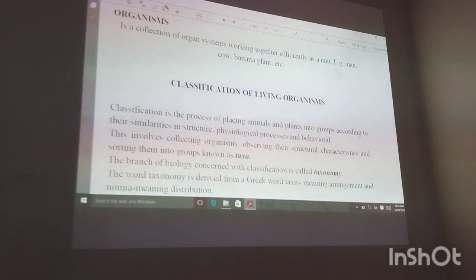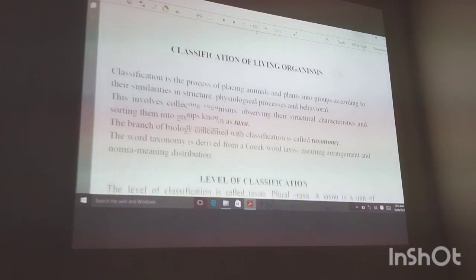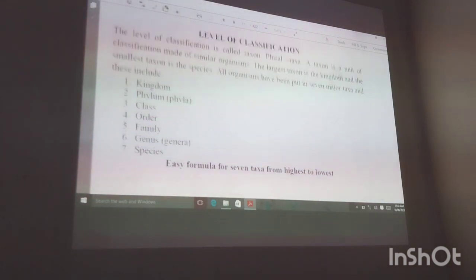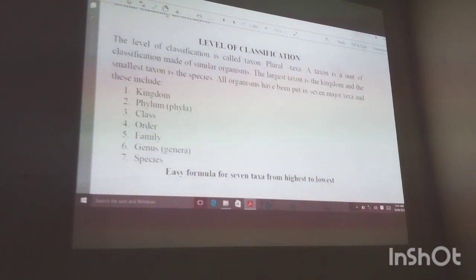The grouping of these plants and animals is called taxonomy. The branch of biology concerned with the classification of these organisms is called taxonomy. It comes from the Greek words taxis, meaning arrangement, and nomos, meaning distribution. In short, we are putting these animals, plants, and whatever into groups.